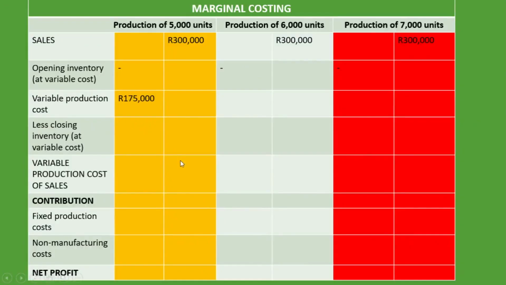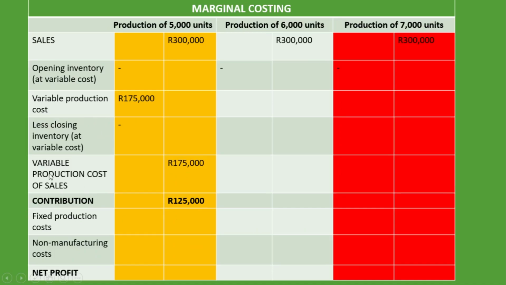And did we have any closing inventory? No. For this first example, we didn't, because we produced 5,000 units and we sold 5,000 units. So no closing inventory, and here we have no over or under absorption of overheads. That is why marginal costing is much simpler to calculate. So we only have 175,000 rand, and we put that under variable production cost of sales. If we take the sales minus the variable production cost of sales, it gives us a contribution of 125,000 rand.